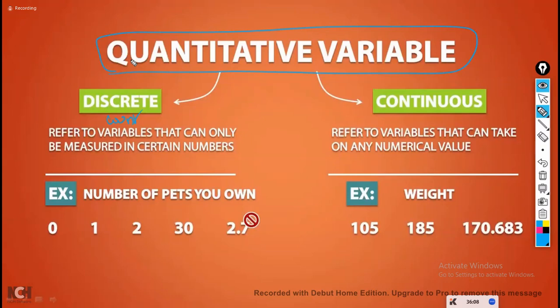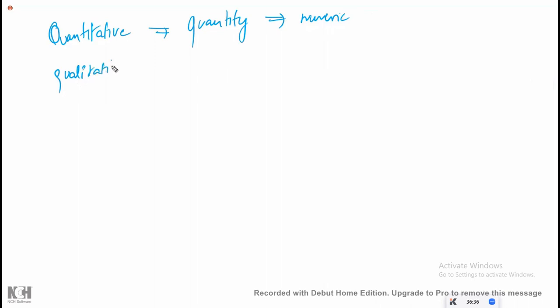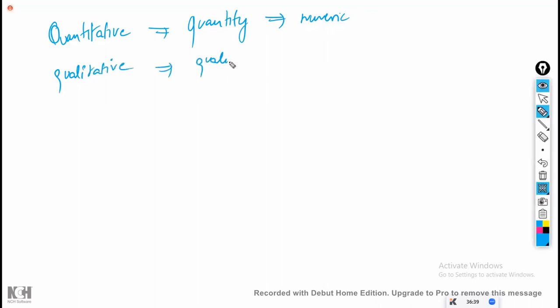Whichever is in text data is called qualitative. Quality tells us about the quality, and quantitative tells us about the quantity. Quantitative means remember only one thing: quantity. Quantity means some numeric, like 1 kg, 2 kg, 1.5 kg. How much quantity? Qualitative means quality. Quality means good or bad, something. How the quality is, good or bad.